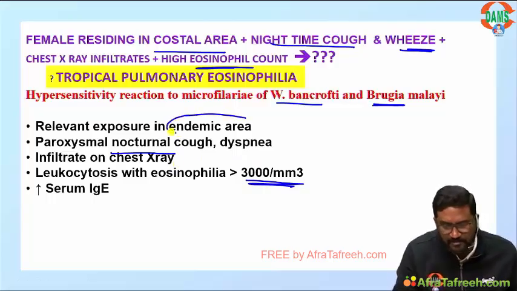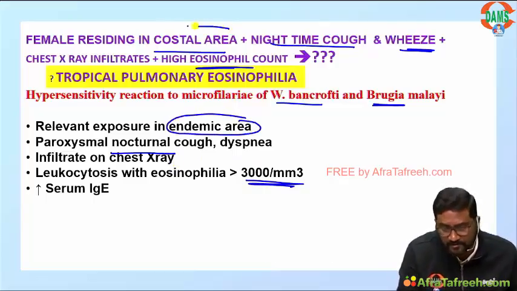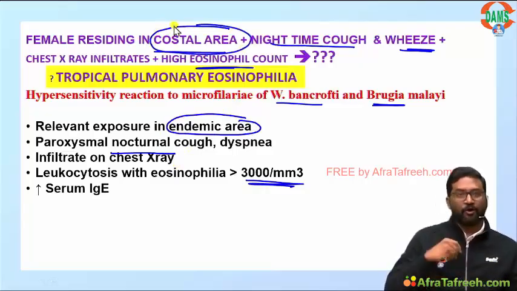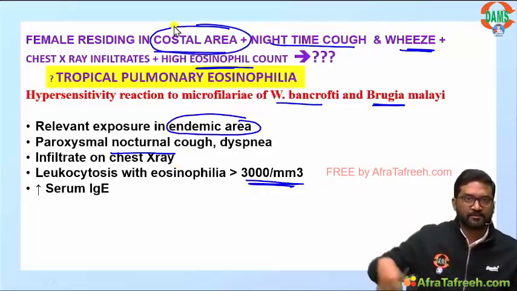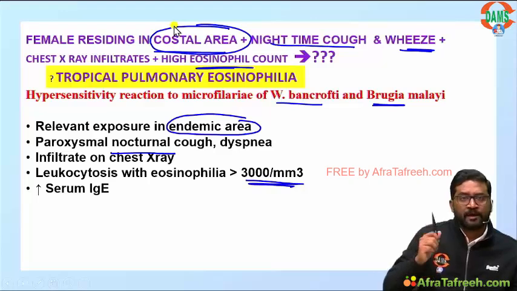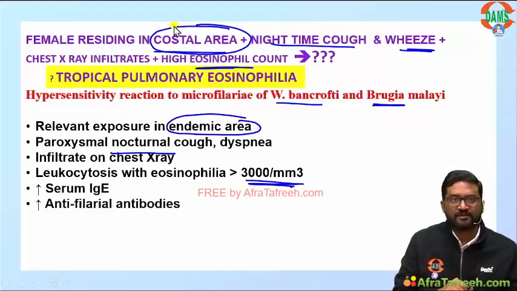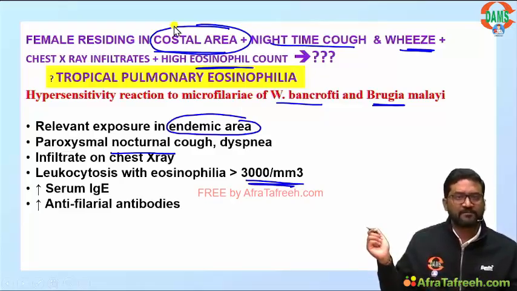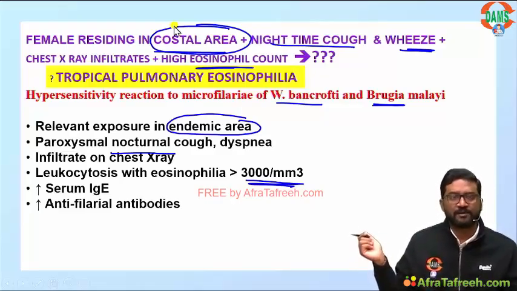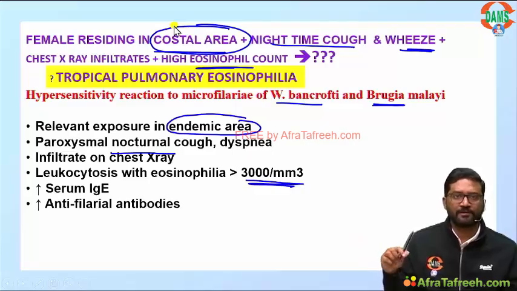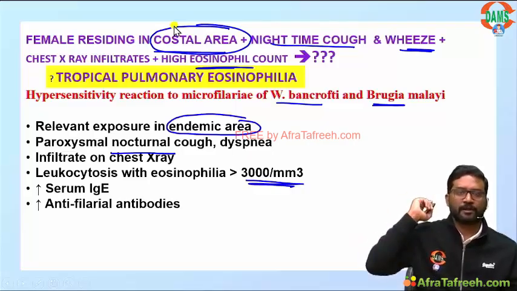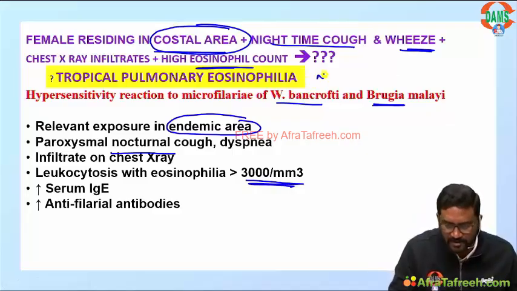And see here, relevant exposure. In our country, where was tropical pulmonary eosinophilia commonly seen? Coastal area, in the coastal belts. Okay. And in them, if you find high eosinophilia, nighttime symptoms, chest X-ray infiltrates. So this is a type 1 hypersensitivity. So serum IgE will be elevated, antifilarial antibodies will be elevated. So you should suspect tropical pulmonary eosinophilia, because this was given in NEET 2021.